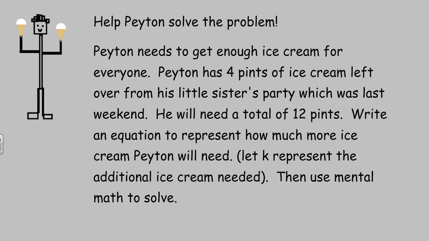First of all, by the end of this lesson, it is my goal that you'll be able to help Peyton solve this problem. Peyton needs to get enough ice cream for everyone. Peyton has 4 pints of ice cream left over from his little sister's party, which was last weekend. He will need a total of 12 pints. Write an equation to represent how much more ice cream Peyton will need. Let K represent the additional ice cream needed, and then use mental math to solve it. You will be able to solve this by the end. And say hello to Peyton!